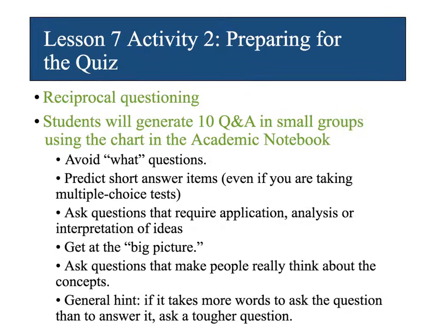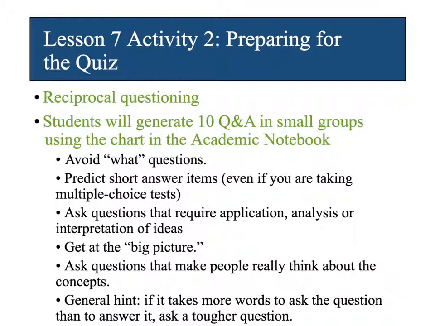The other strategy they're going to use is reciprocal questioning. And in this strategy, students are going to work in small groups to generate 10 really good questions and jotted down answers. So the answers don't have to be full sentences, bulleted lists are fine, but they need to have enough of an answer so that when they ask a fellow student the question, they know if they're correct or not.